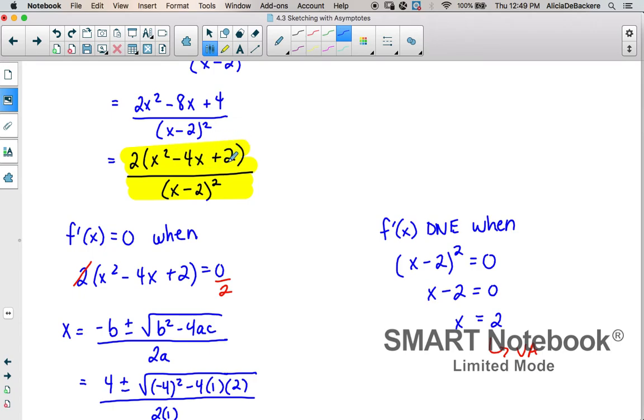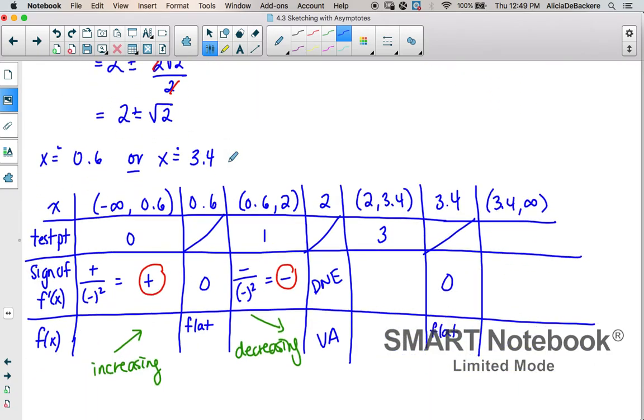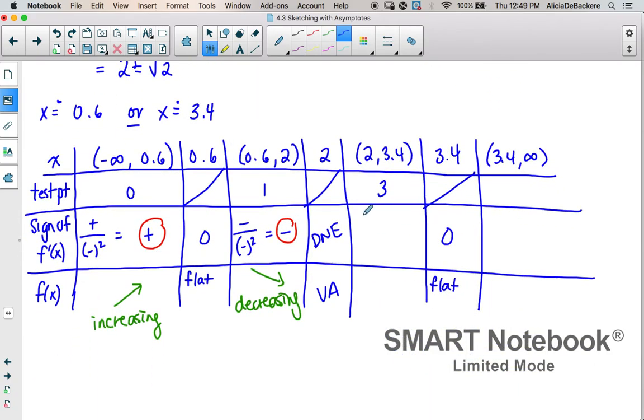That's a negative number. So in the numerator, I get positive 2 times a negative. That gives me a negative in the numerator. And then in the denominator, I'm going to get 3 minus 2. That's a positive number being squared. Overall, that's a negative. So on both sides of the vertical asymptote, the graph is decreasing.